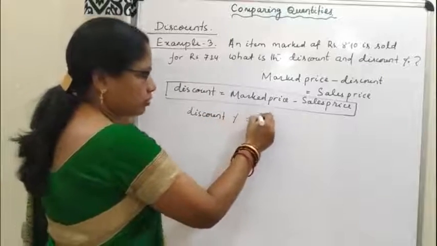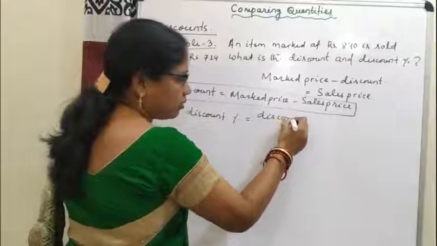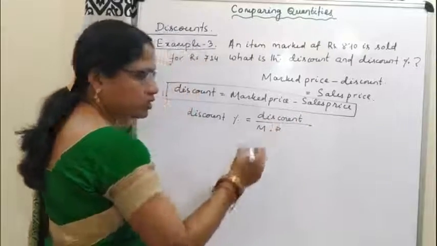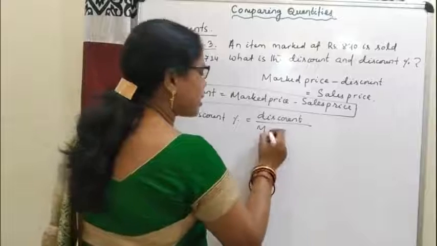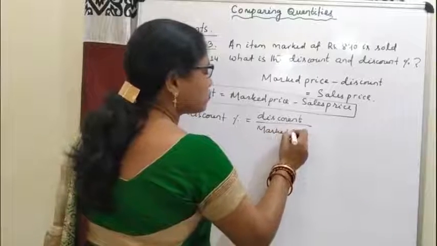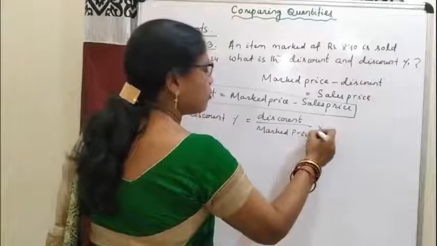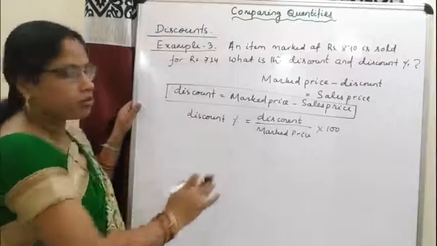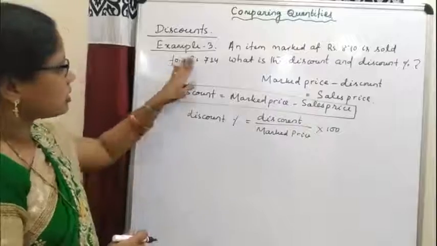So discount percentage is equal to discount by mark price, or simply MP, multiplied by 100. This is the formula for discount percentage. So let us solve this example.